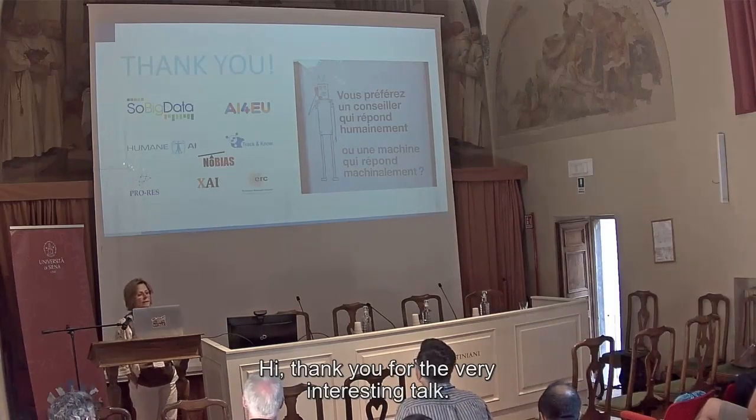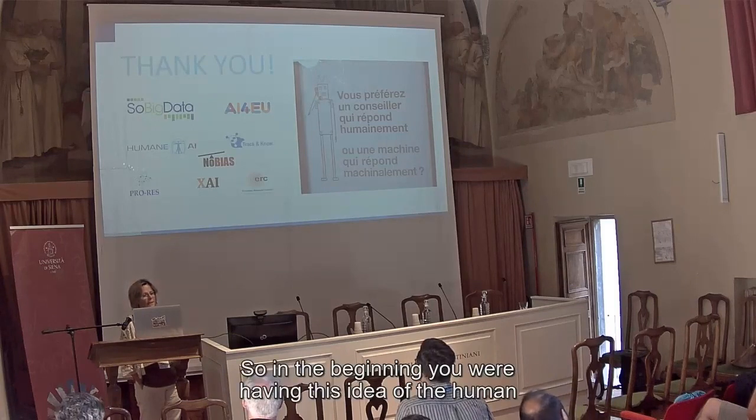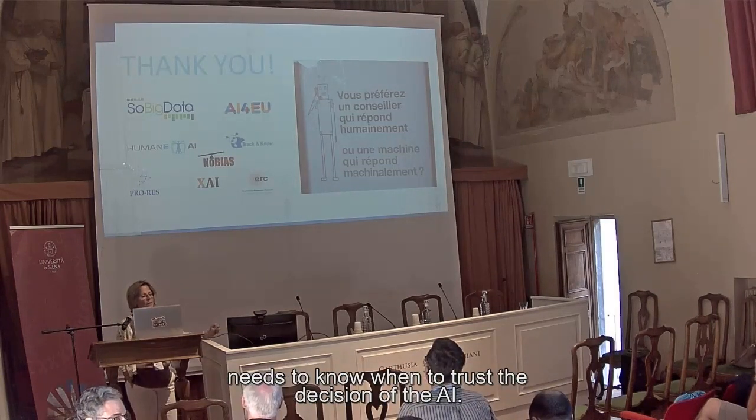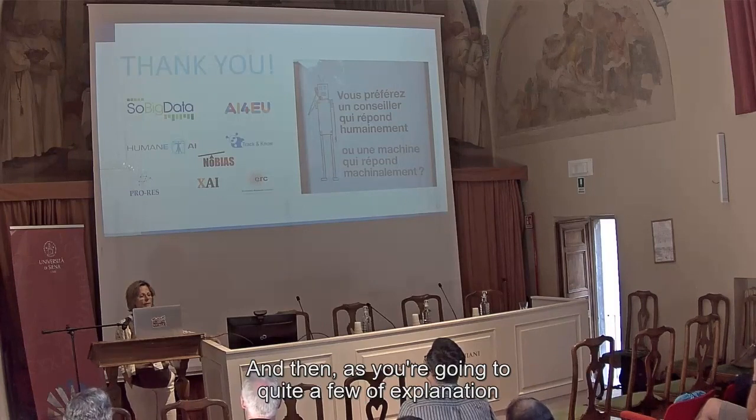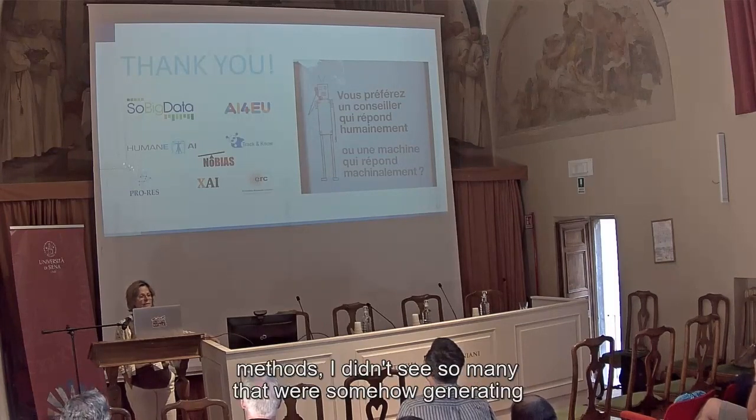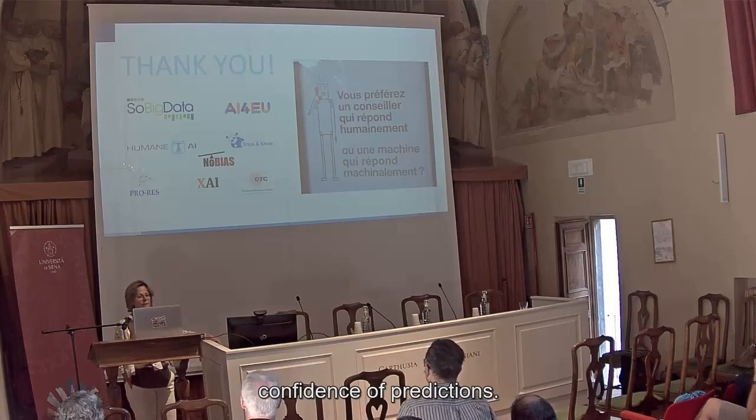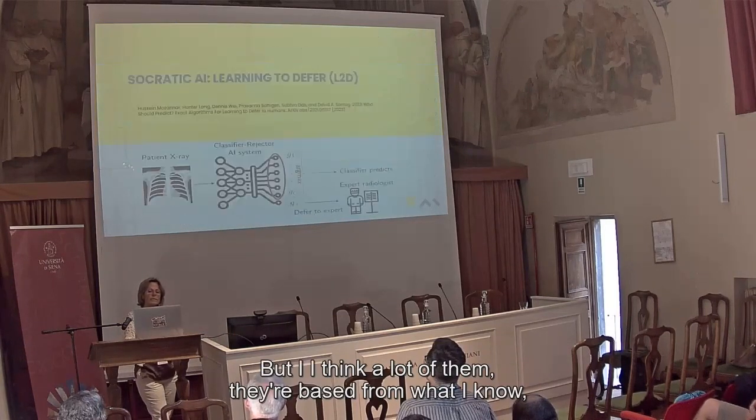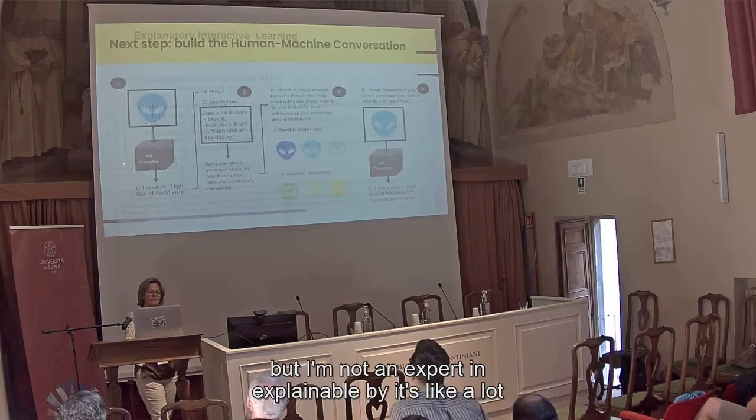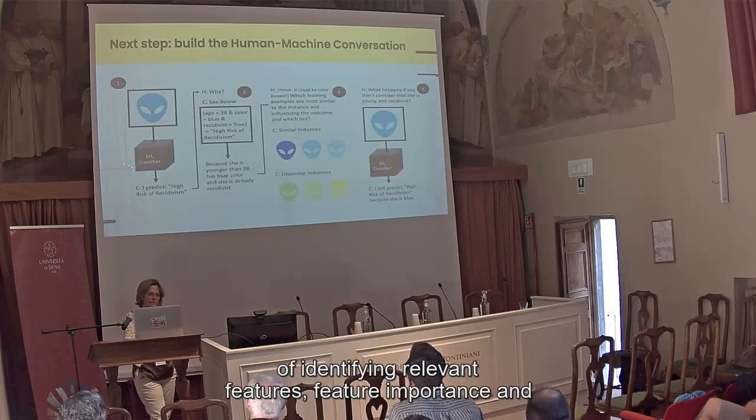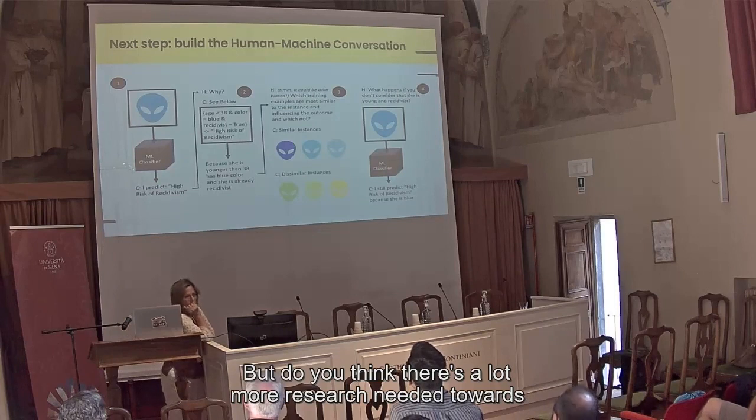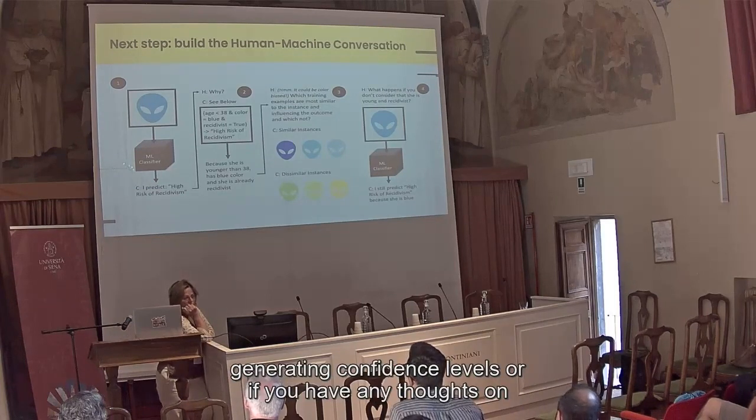Hi, thank you for the very interesting talk. In the beginning, you had this idea that the human needs to know when to trust the decision of the AI. And then as you went through quite a few explanation methods, I didn't see so many that were generating confidence of predictions. There was this one with the borders, and you mentioned a bit that you then have an idea of uncertainty. But I think a lot of them, from what I know, but I'm not an expert in explainable AI, focus a lot on identifying relevant features, feature importance, and so on. Do you think there's a lot more research needed towards generating confidence levels, or do you have any thoughts on this?